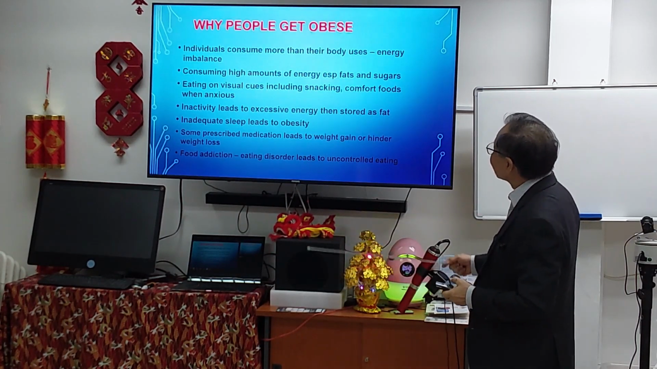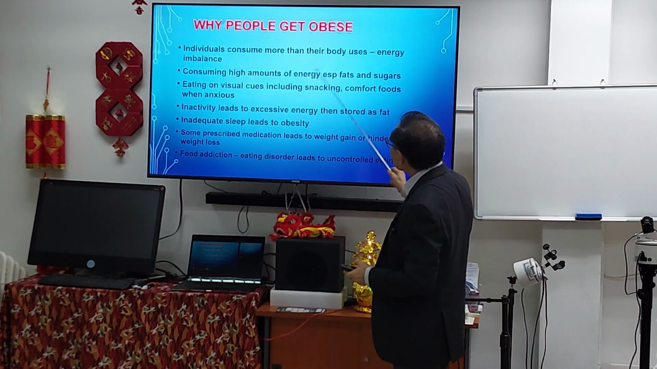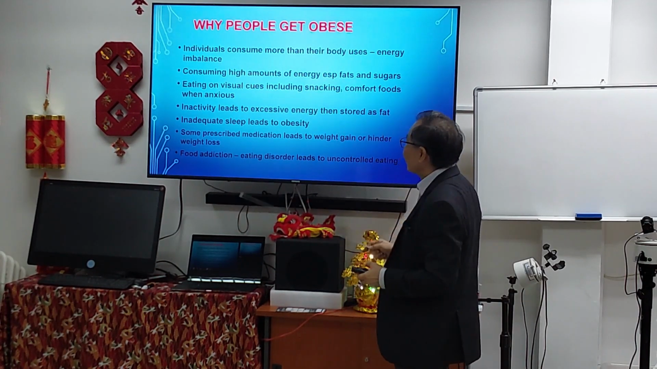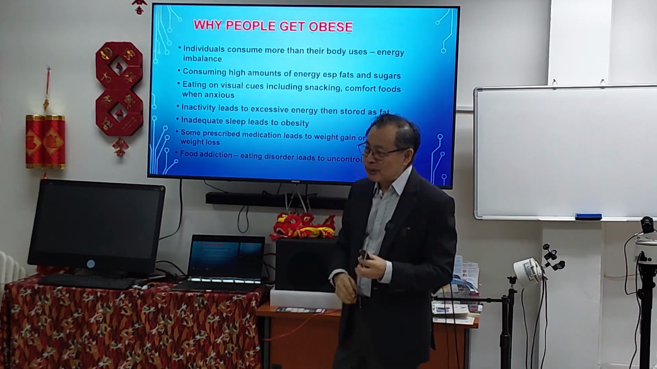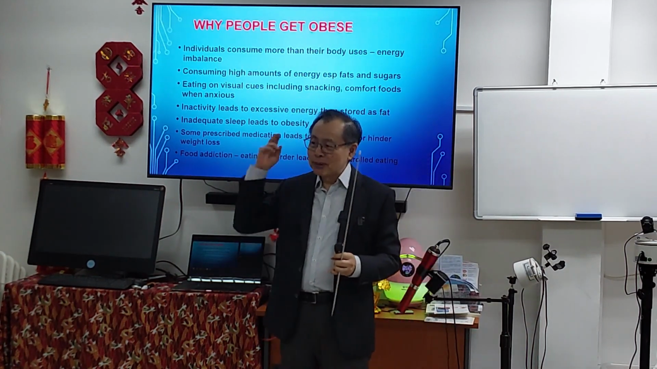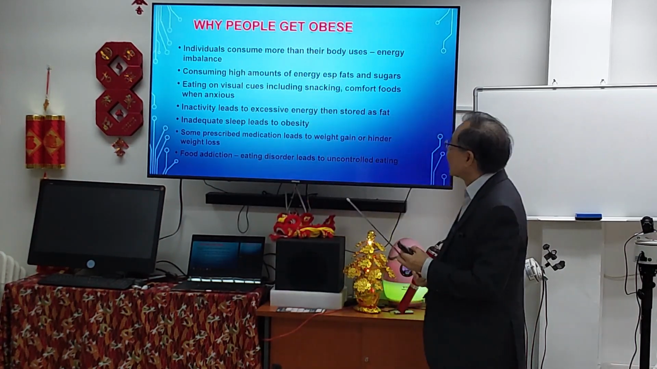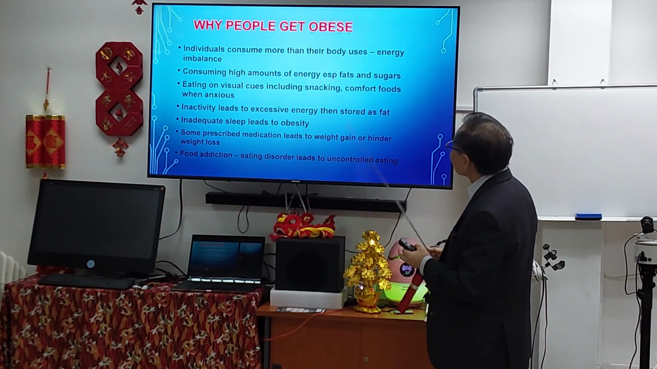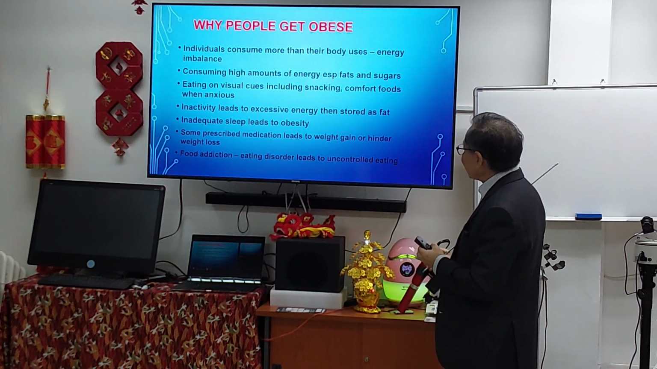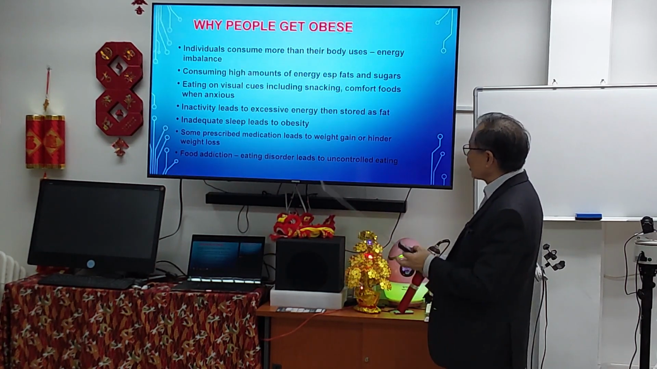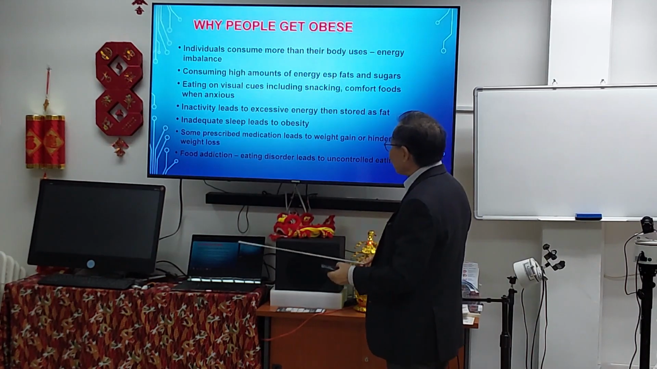Why do people get obese? Individuals consume more. They consume high amounts, especially fats and sugars, and snacking. I like this one: eating on visual cues. A seafood diet. What you see, you eat. So snacking, comfort foods. Inactivity leads to excessive energy which is stored as fat. And when you don't sleep adequately, you put on more weight.